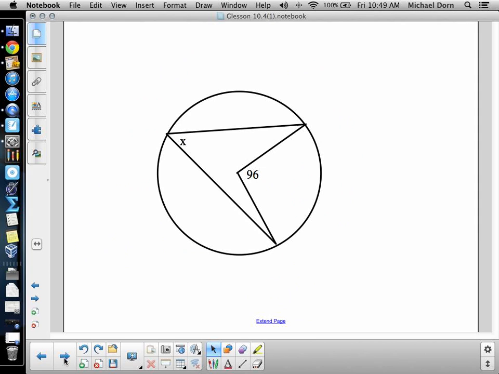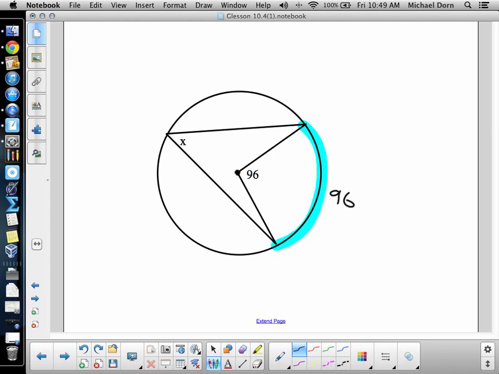This is kind of a fun one. It's not too bad. I will tell you this point is the center of the circle. Okay? This point's the center of the circle. So if that's the case, what's the measure of this arc? It has to be the same because it's 96. If that's 96, let's measure this angle right here. 48. Half of 96, yes.